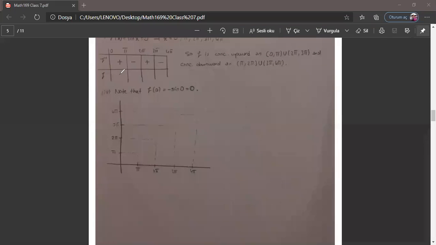Well, let's note again: upward, downward, upward, downward. And the function is always increasing. We computed it in the first part, and f(0) is 0. The function is defined from 0 to 4 pi, okay? So it will be increasing and upward till this point pi. So it will be like this, okay?